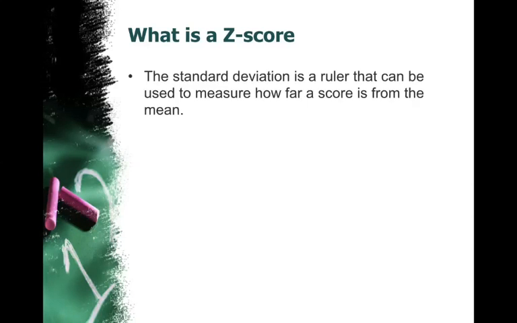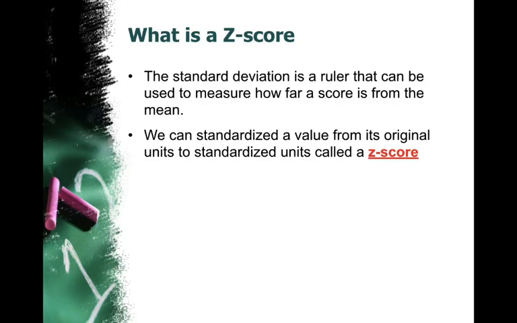Let's recall that the standard deviation is a ruler that can be used to measure how far a score is from the mean. And so what we can do is standardize a value from its original units to standardized units called a z-score.